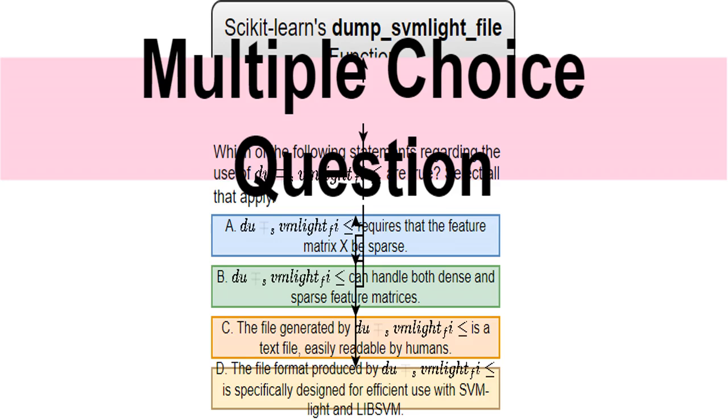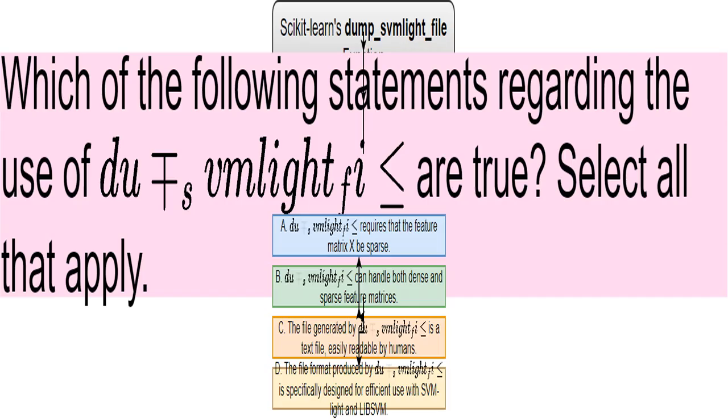This is the core question we are addressing. I'm going to help you understand the options provided about the dump_svmlight_file function. This statement is incorrect. I found that the dump_svmlight_file function actually works with both sparse and dense matrices.